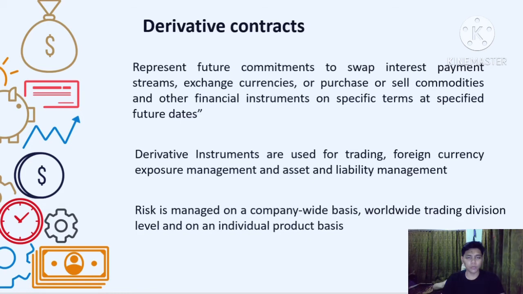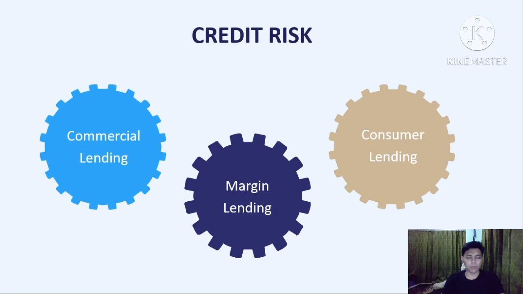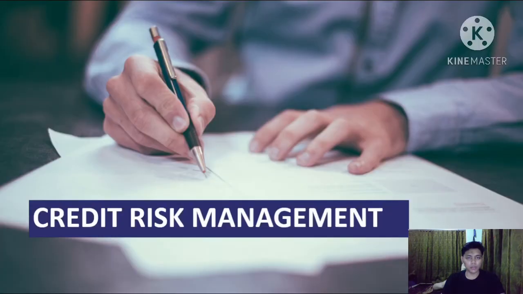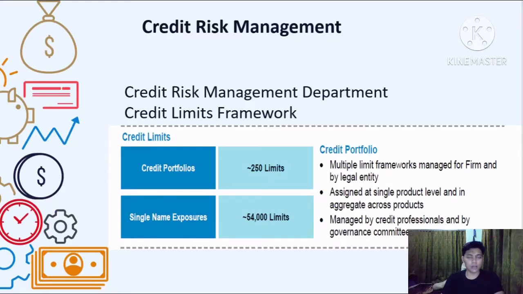And there are other credit risks that happen in Morgan Stanley's business activity, such as commercial lending, margin lending, and consumer lending. So for credit risk management, here is how Morgan Stanley mitigates the risk. Morgan Stanley has a department for risk management, namely the credit risk management department, and they built their own framework.